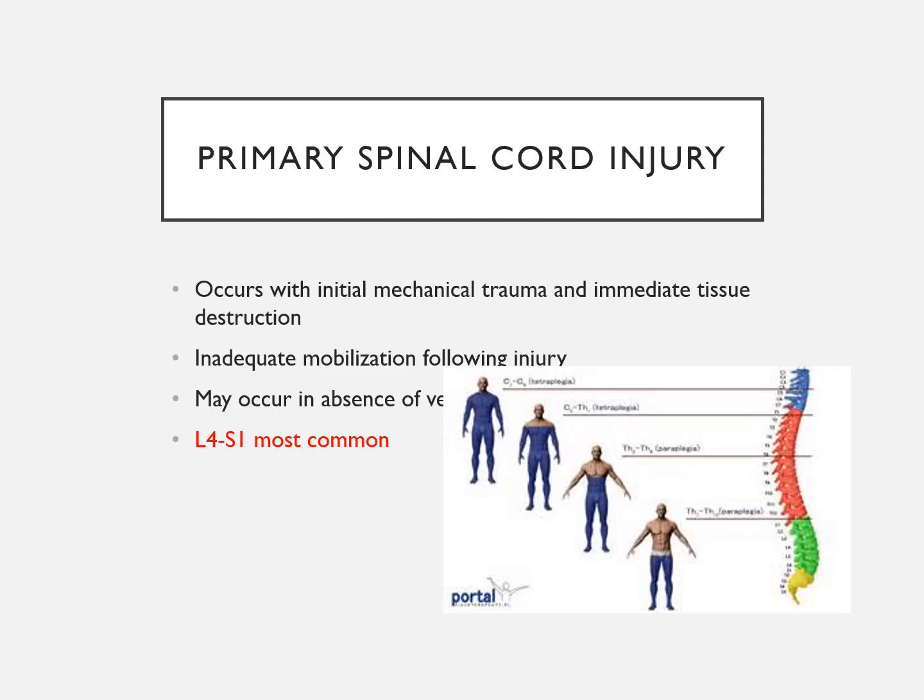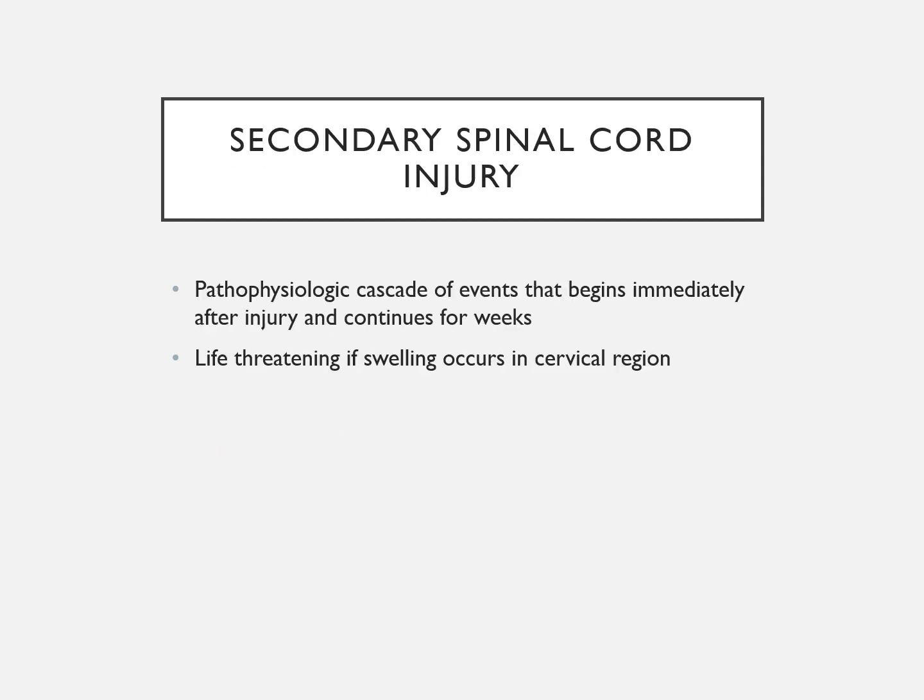Primary spinal cord injury occurs with initial mechanical trauma and immediate tissue destruction, and it can occur due to inadequate mobilization following the injury, and it can occur in the absence of a vertebral fracture or dislocation. L4 to S1 is the most common site of this injury. Secondary spinal cord injury is a pathophysiologic cascade of events that begins immediately after the injury and continues for weeks. It's life-threatening if the swelling occurs in the cervical region.